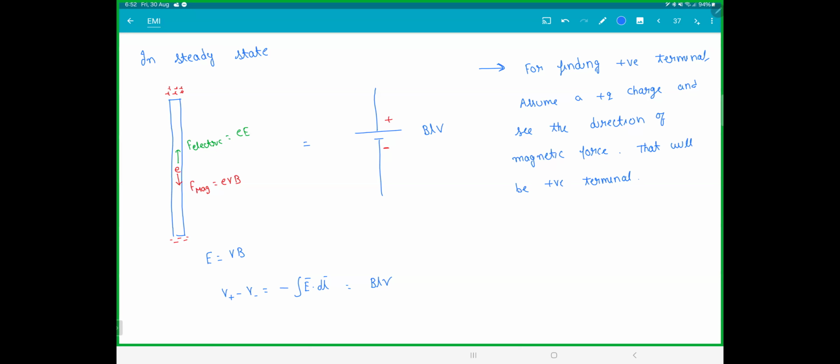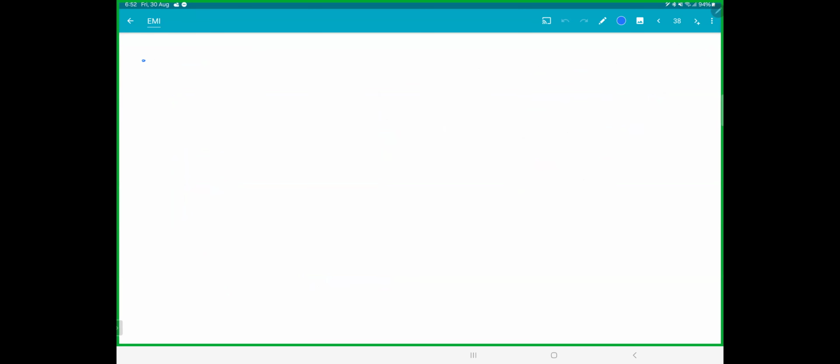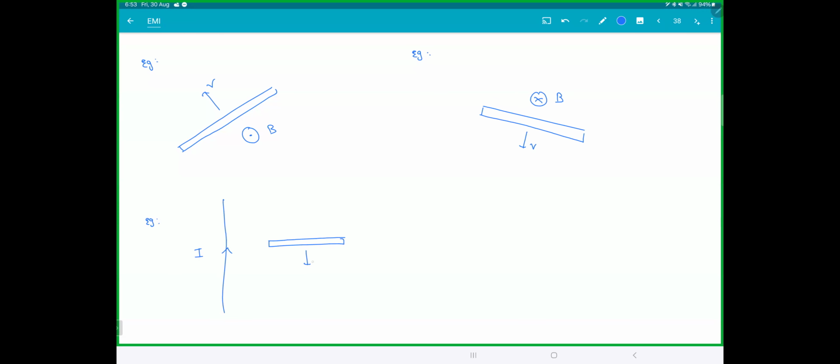Making sense? So let me give you some examples. Can you tell me the directions? I'll write a better variation of this BLV, but let's see the direction part. Suppose you have a rod like this, rod is going like this, and this is the magnetic field. Which side is positive, which side is negative? Figure it out. This is going with V and this is B. This is a current wire I and this rod is going like this.